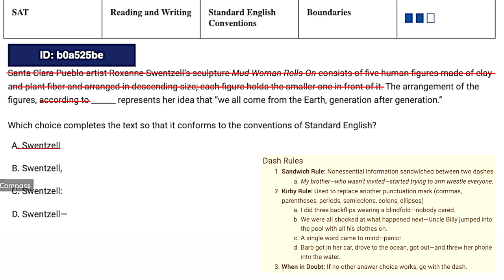So we have non-essential information, which means we have a sandwich going on, right? A sandwich can certainly be done with 2 dashes, but as we just discussed, we can't mix and match. Since we already have a comma starting the sandwich, we need a comma to end the sandwich. So our answer is going to be B. So there's another example of when you don't want to go with the dash: if there's a sandwich that's already been started by a comma or ended by a comma, or, in the rare case that you see parentheses, parentheses.